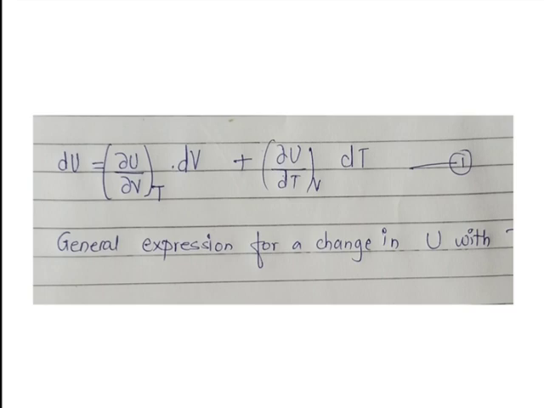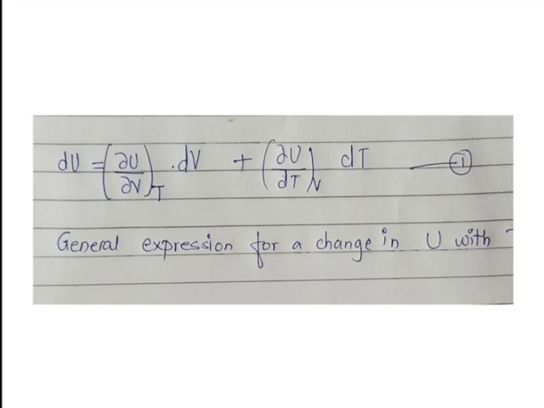When these two quantities are going to change, the internal energy changes by the equation dU is equal to del U divided by del V at constant temperature into dV, plus del U divided by del T at constant volume into dT. So here del U by del V represents the change in internal energy with respect to change in volume at constant temperature, and here the change in internal energy with respect to change in temperature at constant volume. So this equation represents that the two quantities are going to change, either volume or temperature. Any one is constant and one is changing.